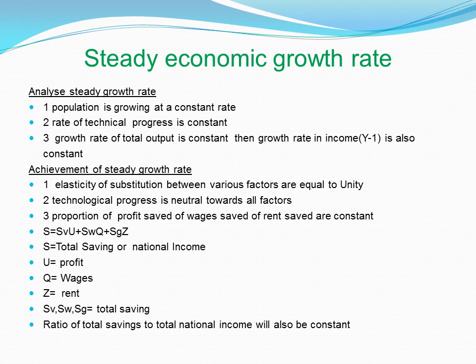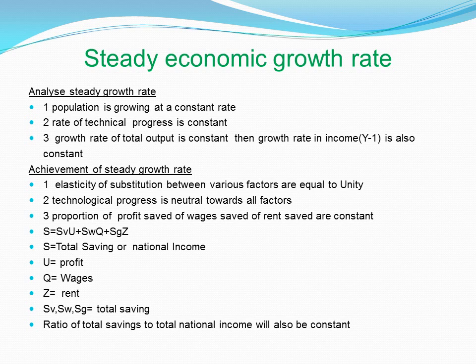Next, achievement of the steady growth rate. Firstly, the elasticity of substitution between various factors is equal to unity. Secondly, technological progress is neutral towards all factors. Thirdly, the proportions of profit saved, wages saved and rent saved are constant. S equals SV multiplied by U plus SW multiplied by Q plus SG multiplied by Z.